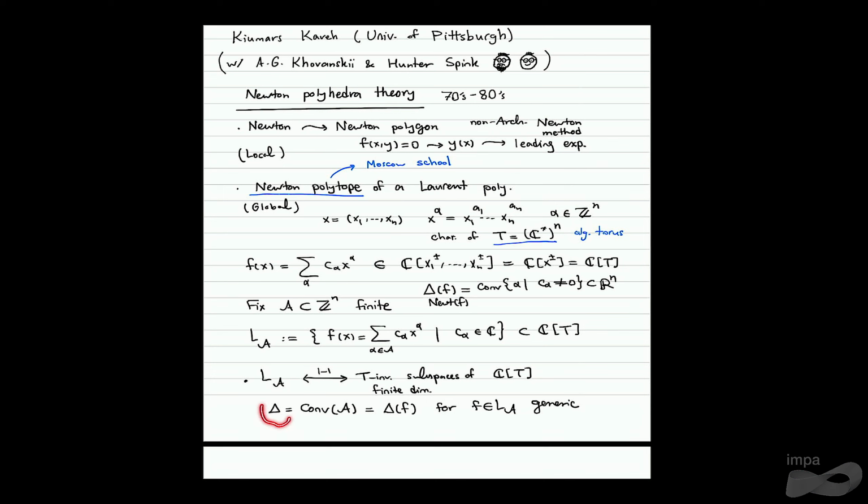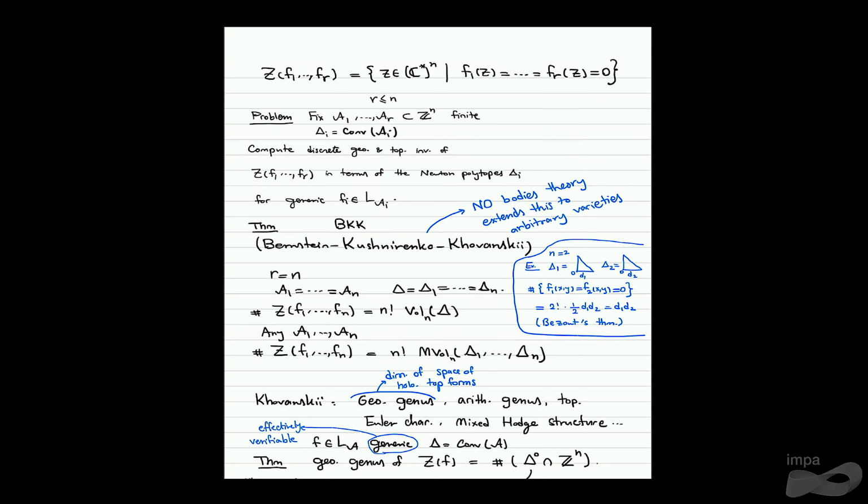And let me take delta to be the convex hull of A, which is a Newton polytope of a generic element of my subspace. Okay, some very basic material. I hope everybody's okay with that. If I'm going too slow, please feel free to take a nap. If I'm too fast, please stop me.